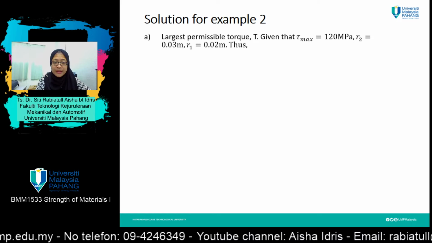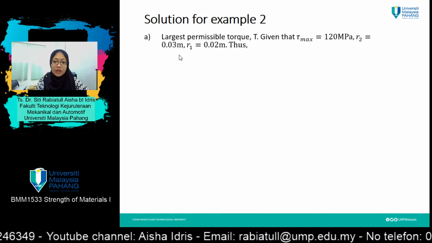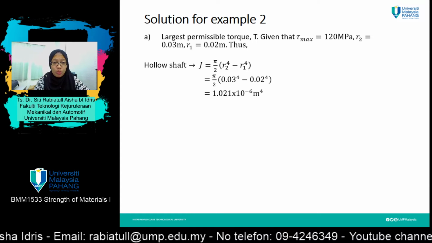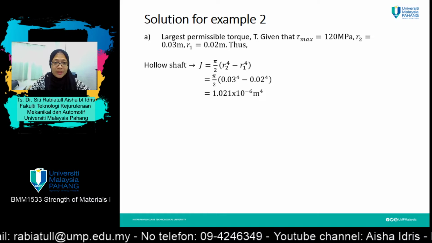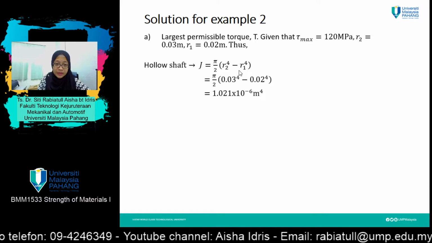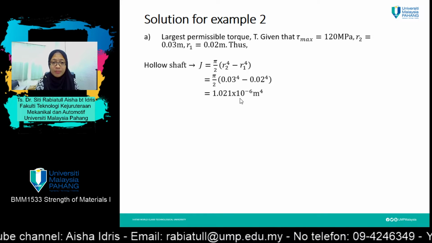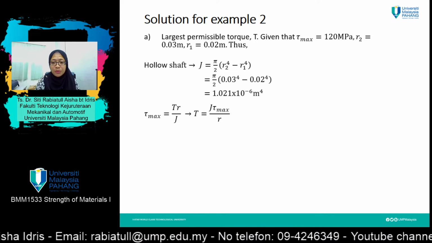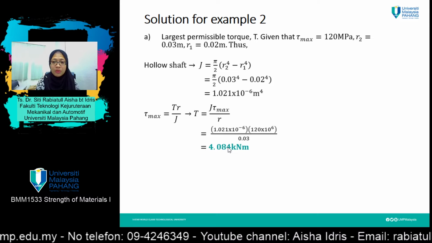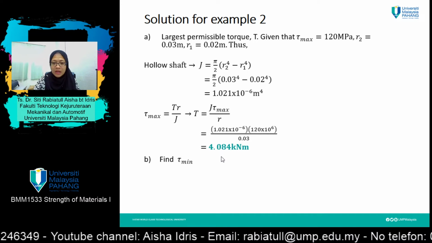Okay, question A. Let's collect all the information given. Tau max is given, which is equal to 120 megapascal. R2 equals 0.03, R1 equals 0.02. From there, we know that it is a hollow shaft, and then you need to use the polar moment of inertia for a hollow shaft, which is J equals pi over 2 times R outer to the power of 4 minus R inner to the power of 4, and eventually you'll get J equals 1.021 times 10 to the power of negative 4 m to the power of 4. And we know that the formula for shear is TR over J. Rearrange it, and then just substitute all the information, and you'll get the value of torque equal to 4.084 kilonewton meter.